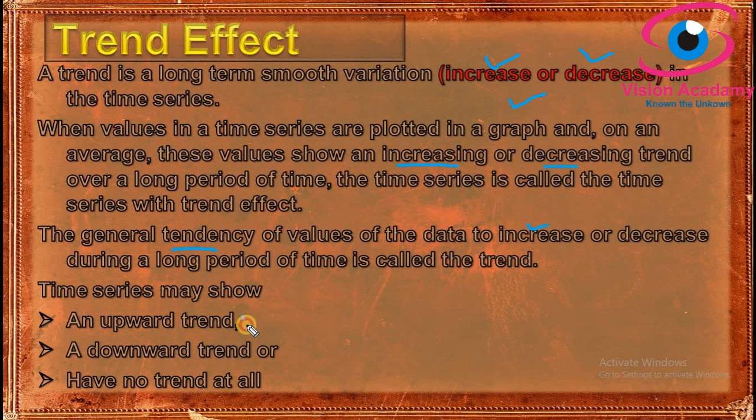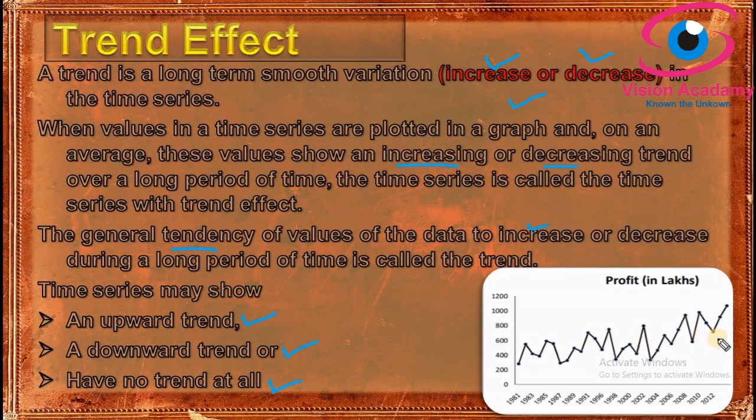As I told you already, trend may be upward trend, downward trend, or maybe no trend also. If it is an increase, it will be upward trend, or decrease, downward trend. If it is constant, there may be no trend. Here you can see an example of trend. It is an example for upward trend. Here in the x-axis, you may see profit in rupees in lakhs. In the y-axis, you may see different time interval, yearly time interval. In 1983, profit may be around 300 lakhs. And in 2012, your profit is 900 lakhs, which shows an increasing trend. So this is called trend effect.